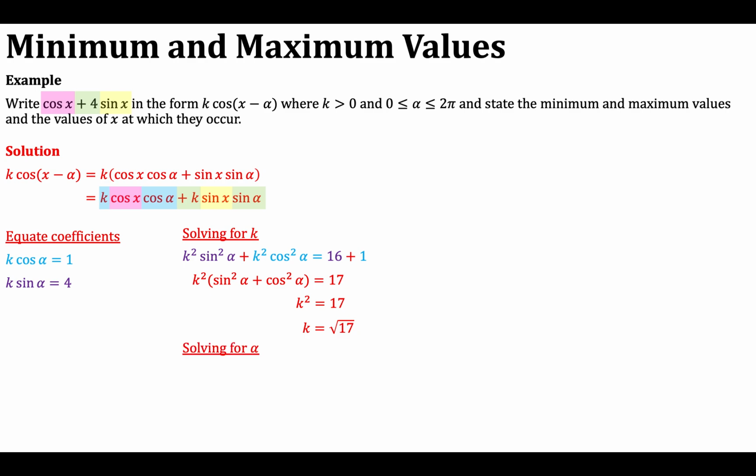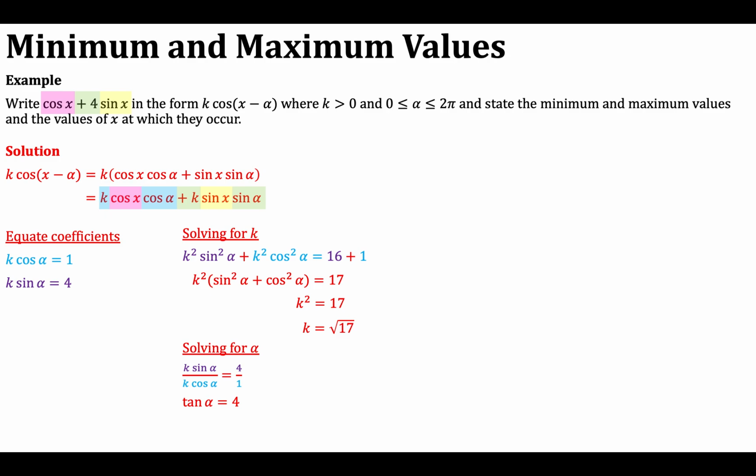Now we need to solve for alpha. So k sin alpha over k cos alpha is equal to 4 over 1. And remember, our k's there will simplify to 1. And remember, sin alpha over cos alpha is equal to tan alpha. So tan alpha is equal to 4.